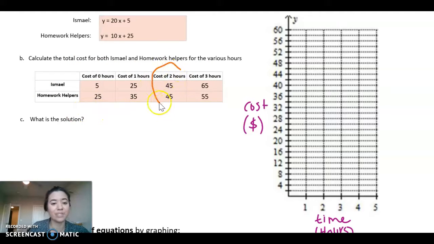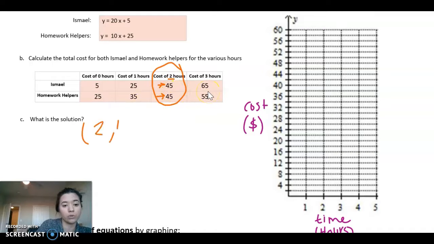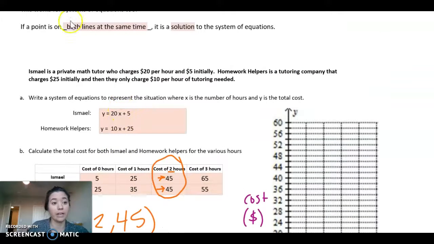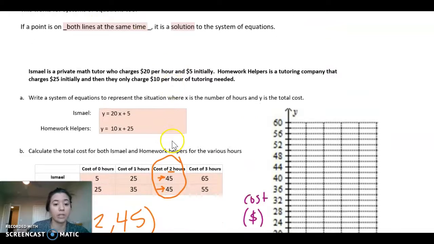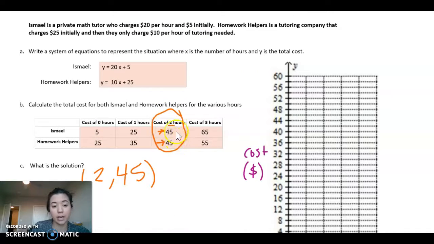So the solution was this point right here. We could see 2 hours and then 45 and 45. We saw that when they both had the same y value, that was the solution. So our solution was 2, 45. Again, if a point is on both lines at the same time, you can see here that at 2 hours, both of these cost 45. So that was the solution.